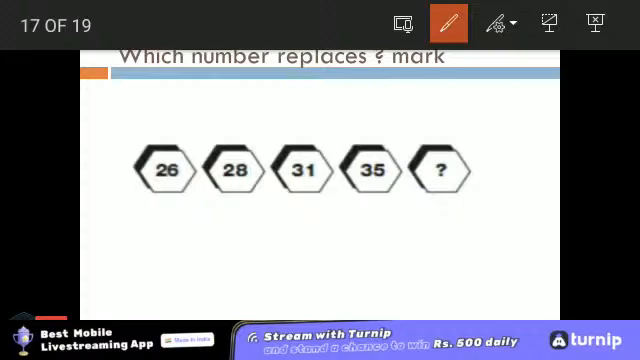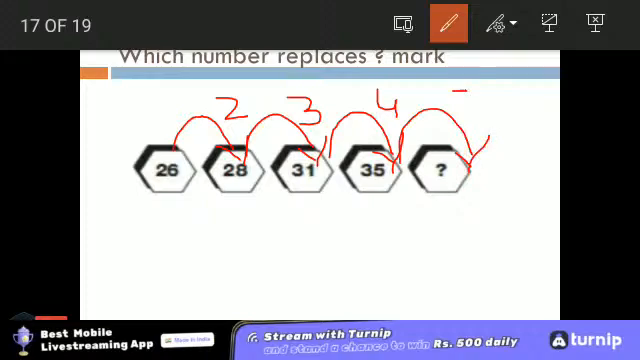So think: what did we do to 26 to get 28, what to 28 to get 31, and what to 31 to get 35? Observe the series very carefully. When we move from 26 to 28, we have a gap of 2. 28 to 31 we have a gap of 3. 31 to 35 a gap of 4, and 35 to the next we will take a gap of 5. So when we add 5 to 35, we get the answer 40.